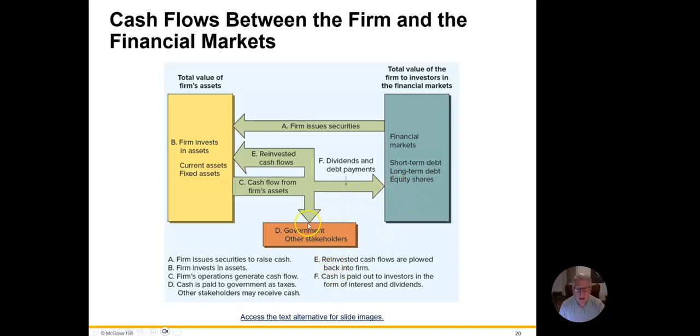And then under E here, the reinvested cash flows are plowed back into the corporation. And then again, cash is paid out to investors in the form of interest and dividends here. Okay.